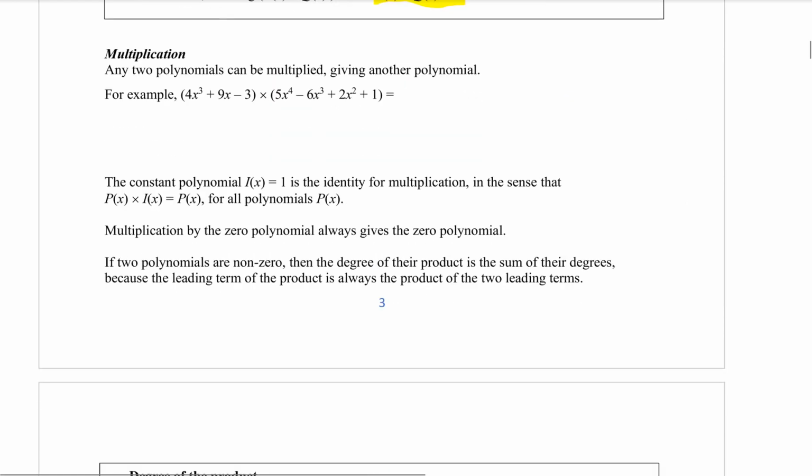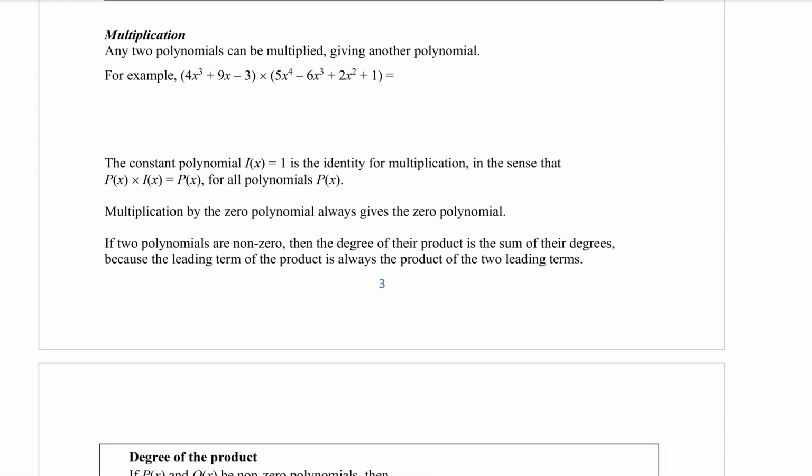All right, adding and subtracting done, we now want to look at multiplying. Any two polynomials can be multiplied to give another polynomial. For example, we want to multiply 4x cubed plus 9x minus 3 with 5x to the power of 4 minus 6x cubed plus 2x squared plus 1. That was a mouthful, wasn't it?